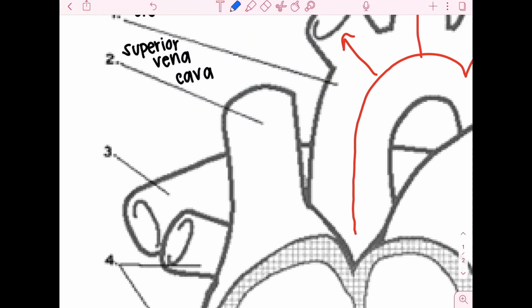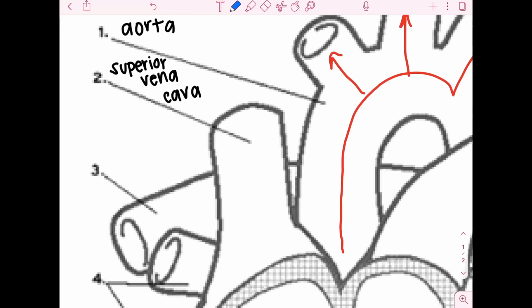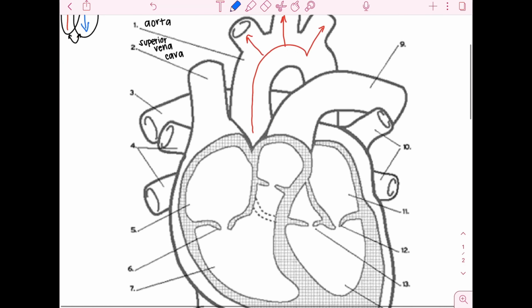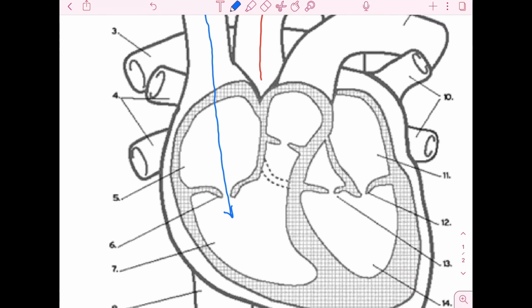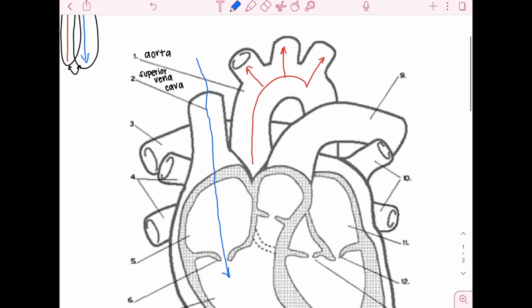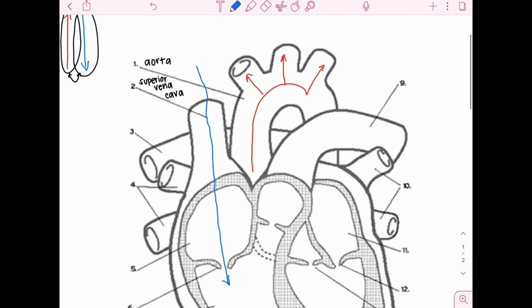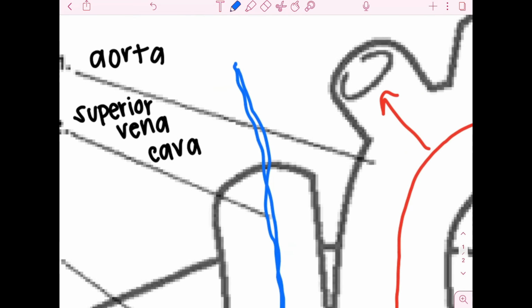Now, I said that it brings in deoxygenated blood, so we're going to have a long blue arrow stretching from all the way up here, because we know that the blood is coming from our body after being used, down here, right into the heart. We'll get into these sections later, but right now what's important is that we have a bunch of deoxygenated blood coming down from our bodies and into the heart from the superior vena cava.